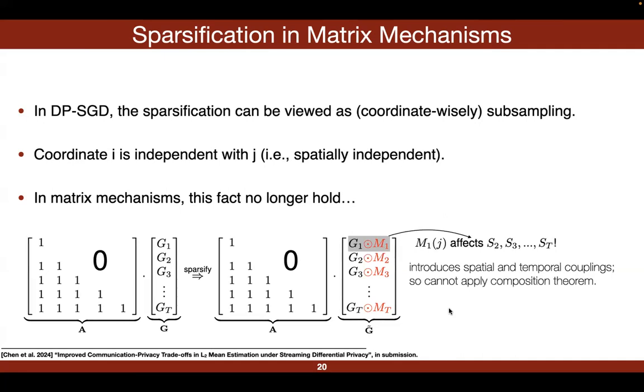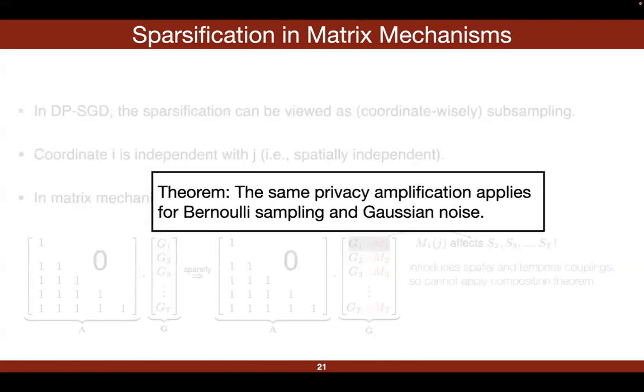So we can no longer do the same analysis as in our previous DPSGD setting, where we rely on strong composition. In this paper, I'm not going into the detail, but we propose a new reparameterization of this matrix mechanism. The conclusion is that the same privacy amplification applies for Bernoulli sampling and Gaussian noise. As long as you do this sampling in an independent way, you can still enjoy the same level of privacy amplification. This is our main contribution.